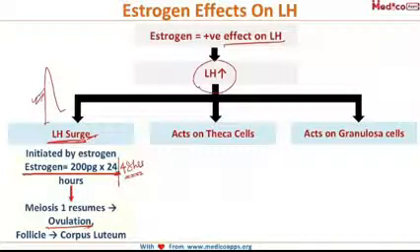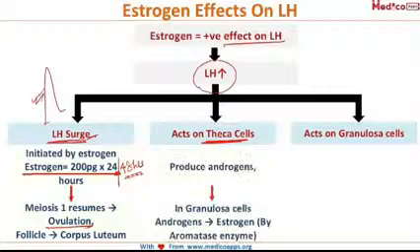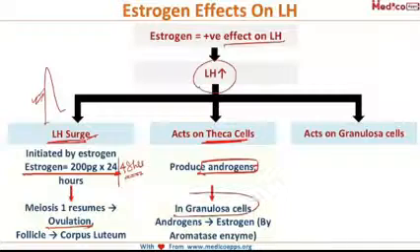Now the second function of LH hormone is that it acts on the theca cells, the outer cell layer of the primordial follicle, and here it leads to the production of androgens. Now these androgens diffuse into the granulosa cells, and here these androgens are converted to estrogen by the action of aromatase enzyme. So aromatization occurs, by which the androgen is converted to estrogen, and this occurs in the granulosa cells.